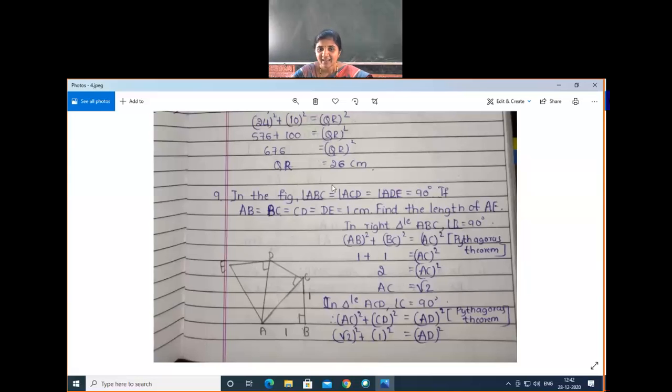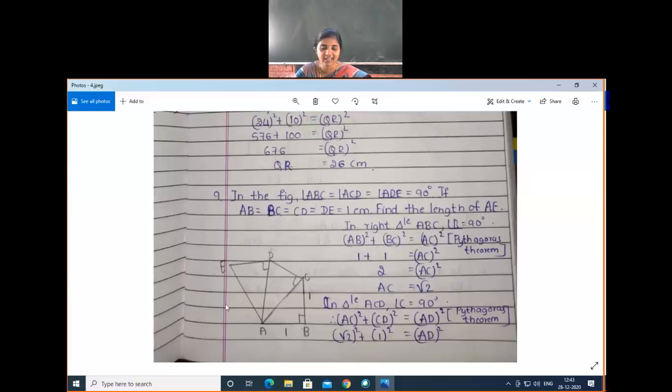Okay. See here, in the figure, ABC, ACD and ADE, all the three angles are 90 degrees. One more data is given: the AB, BC, CD and DE measurements are equal. One unit you can take, no? Find the length of AE. Just remind yourself of the square root spiral, just imagine. 1 unit, 90 degrees. You can calculate AC first, then AC plus 1 unit, then this plus 1 unit, and you will get AE.